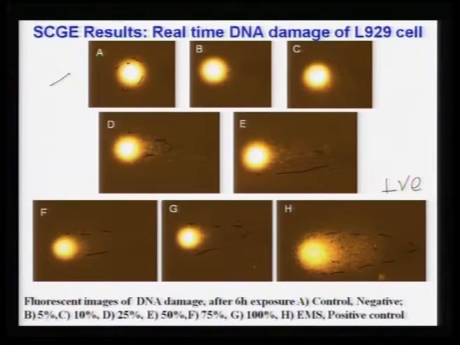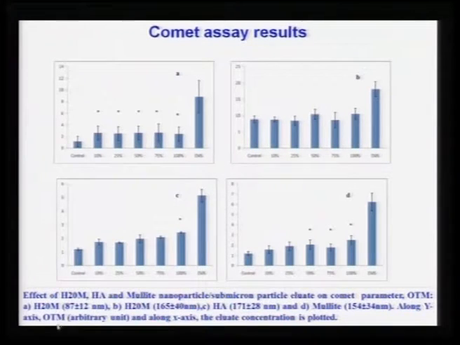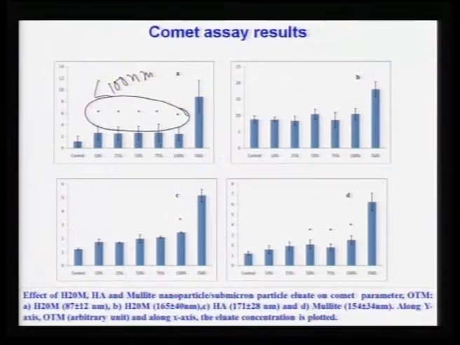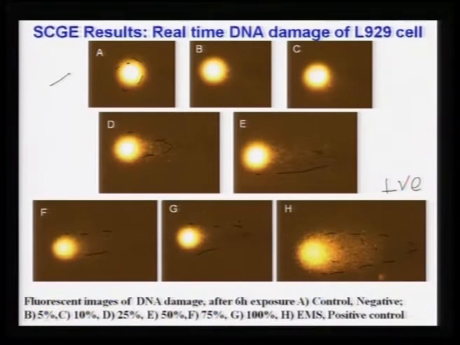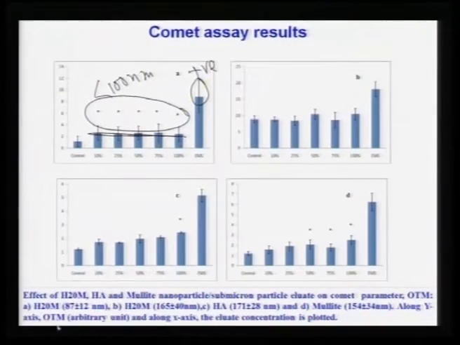You can quantify it, and once you quantify it, you can see this is the less than 100 nanometer H20M particle size, and there is statistically significant DNA damage, because there is a much higher tail DNA length compared to your control, which is the negative control. But certainly this tail DNA is much less than what is known as the positive control. Positive control means this one. So, compared to this one, you do see a reduced value of DNA fragmentation in these materials.